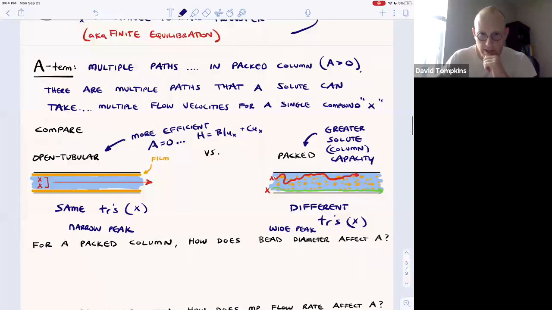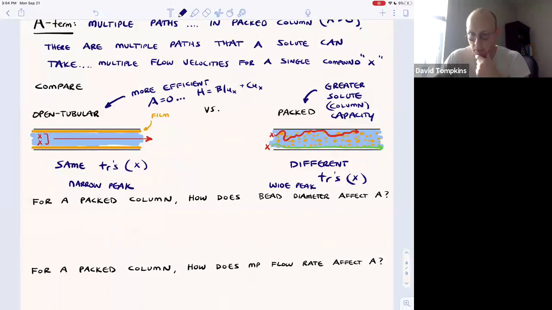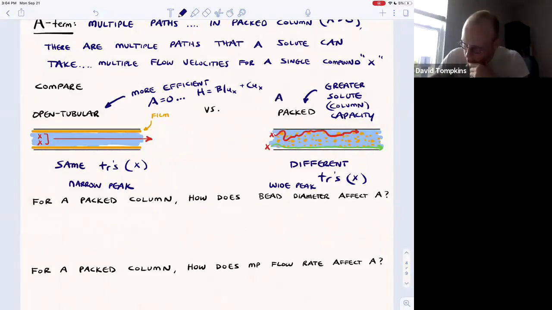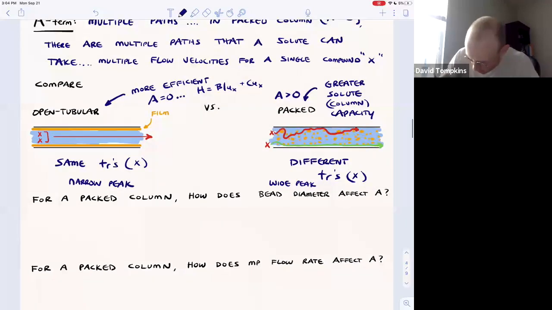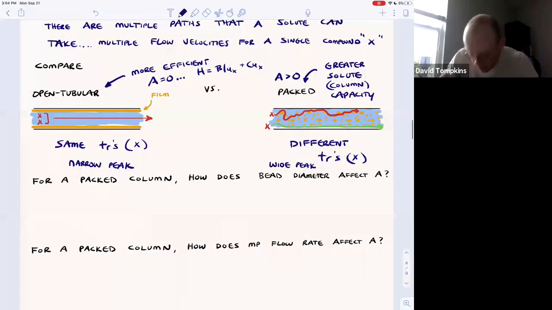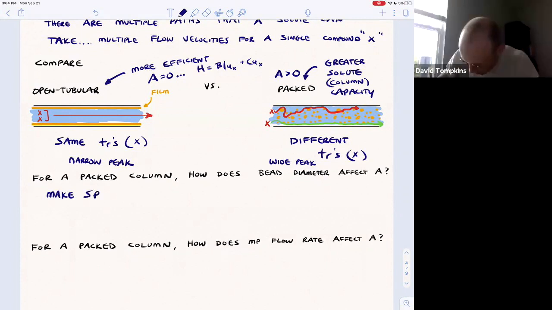So for a packed column, you can optimize the A term, but we can never make the A term 0. A is always positive. There's always more than one route through this irregularly packed stationary phase. If we can make it more regular, then there will be fewer places where a solute might spend a much shorter or longer time than another solute of its same type. So we want to make the stationary phase uniformly packed.